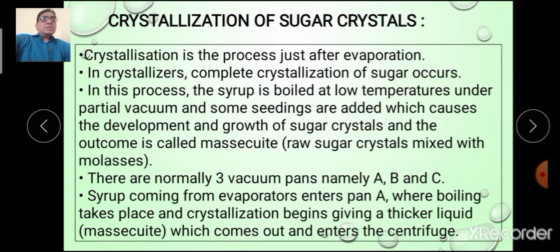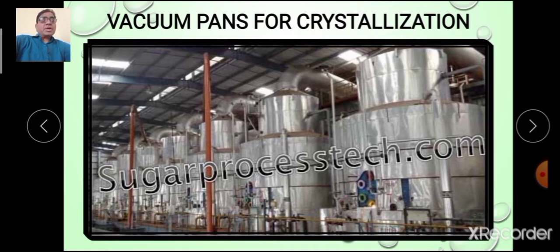Now, there are normally 3 vacuum pans for crystallization. Why are they called vacuum pans? Because, see the diagram. These are the vacuum pans. These are the series of pans.